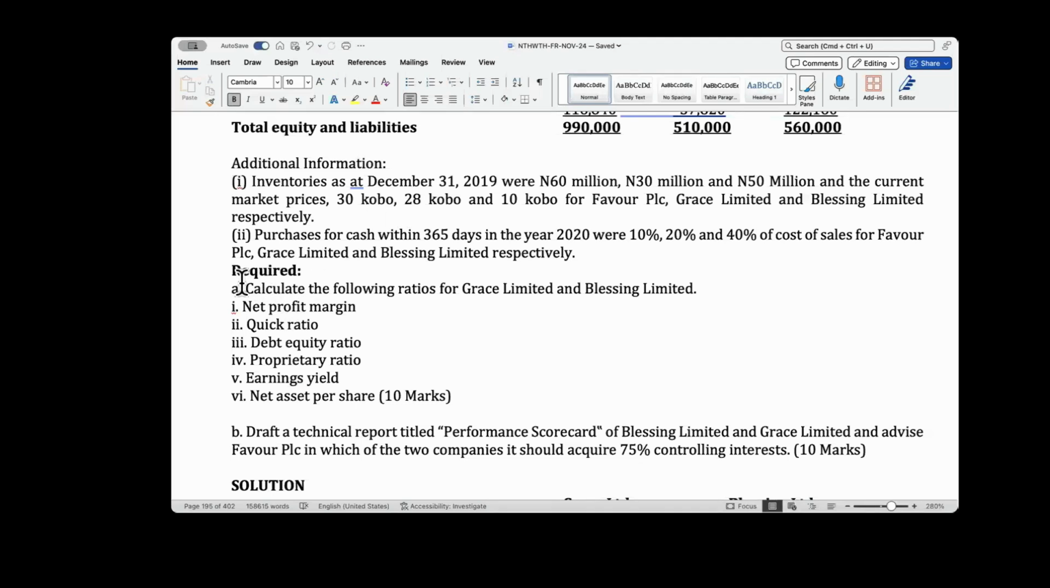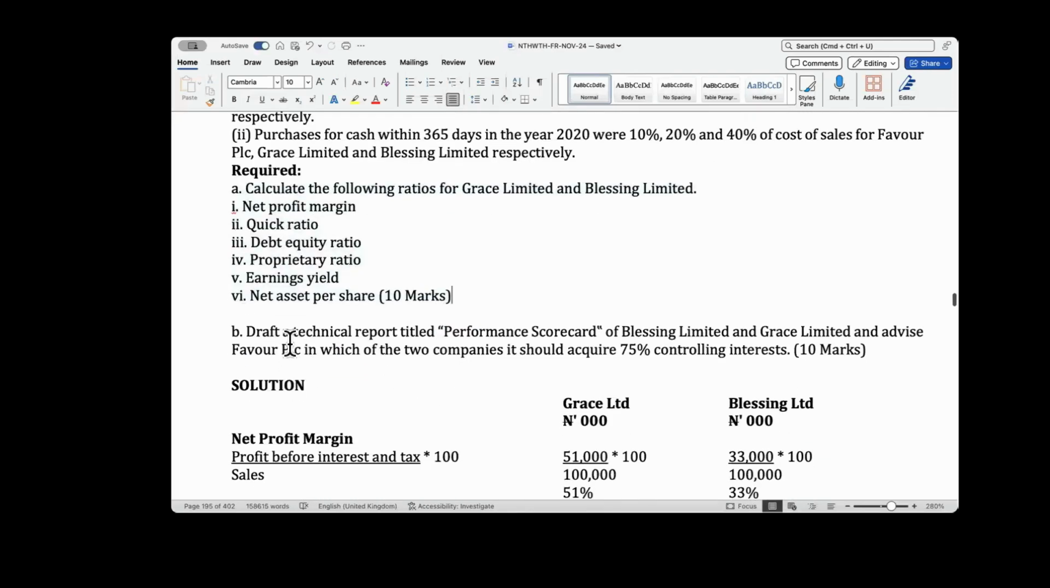So they want us to compute these ratios here. And they want you to draft a report. When they say draft a report, it's just similar to draft a memo. The same thing, the same format.